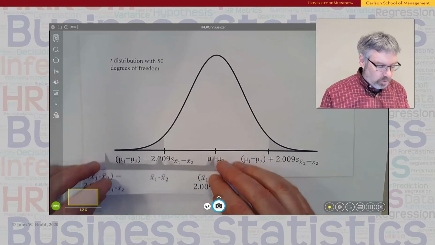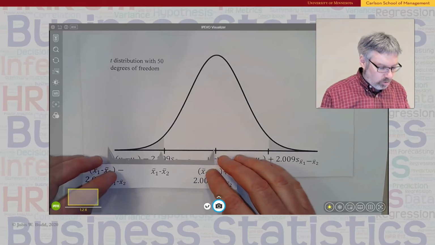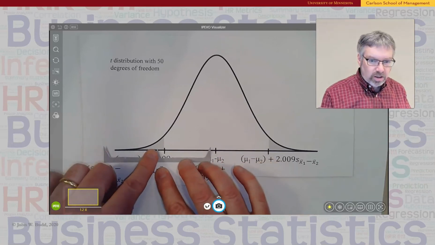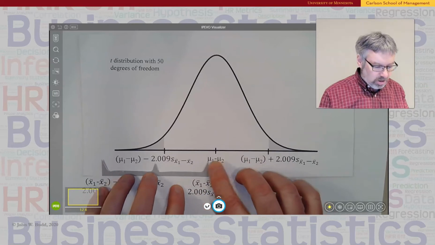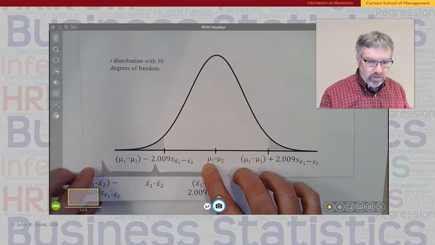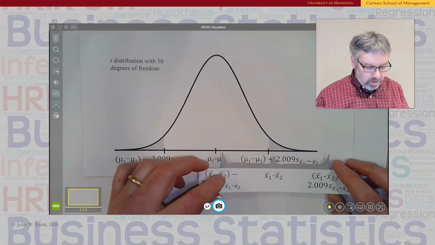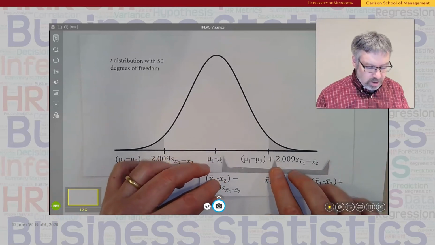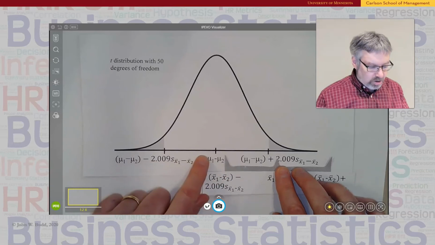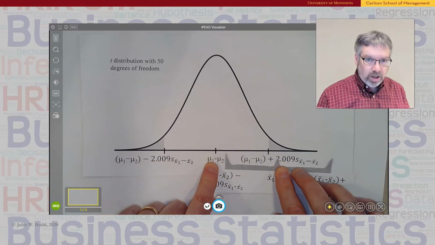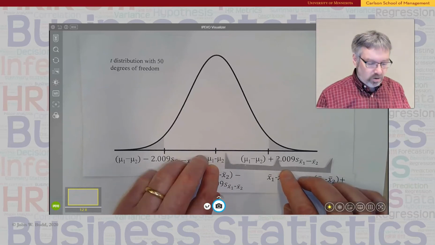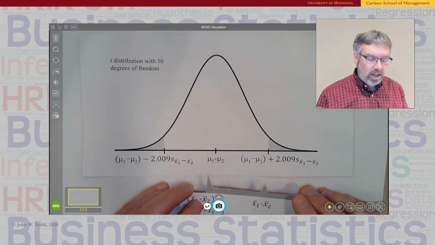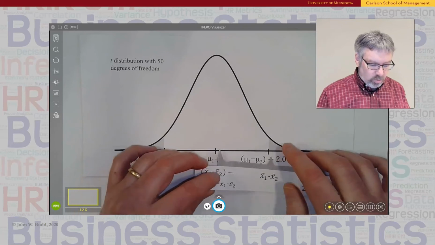Now, if we have a difference in two sample means that is way out here, then notice that our true population mean difference will not be within our confidence interval. Or if we have a difference in sample means way up here, then again, notice that our true population mean difference is not within our confidence interval. But how often is that going to happen? We know exactly how often that's going to happen.